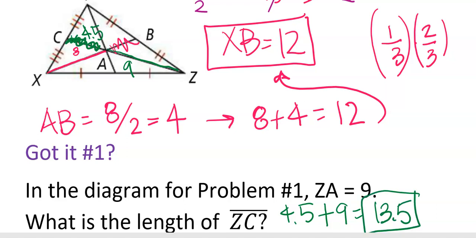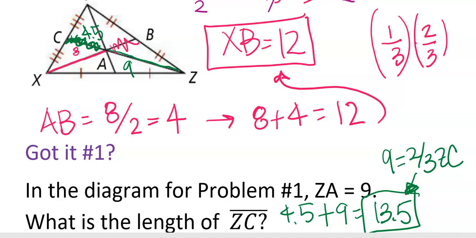Does it matter that's a 0.5? Nope. If you take 9 times 3/2, do you still get 13.5? You should, because here's what it would be set up like. 9 equals 2/3 of ZC. You would multiply by 3/2. That would be 9 times 3 divided by 2, which would be 27 divided by 2, and you get exactly the same thing. So whichever way you do it is totally fine.